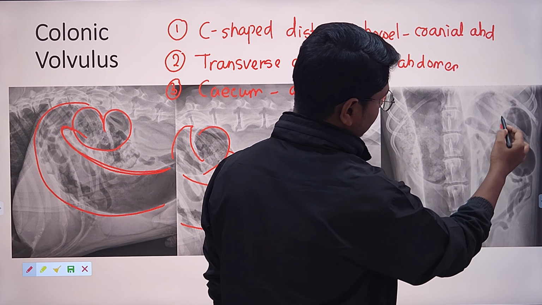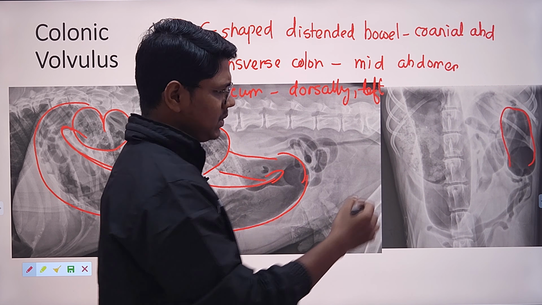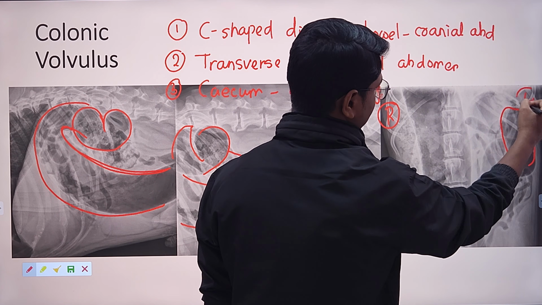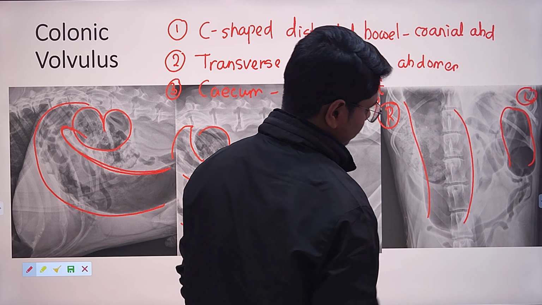Let us see the ventrodorsal view. Here is the cecum. The cecum should be on the right side, but it has been shifted to the left side due to rotation. This is the descending colon.